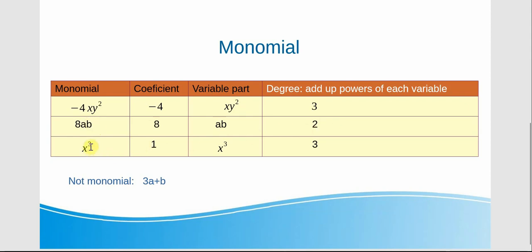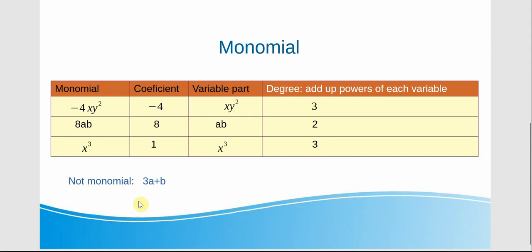If you look at this monomial, we have x cubed. Normally this is equal to 1x cubed, but the 1 is normally not written by mathematicians, but we know it's 1, so the coefficient is 1. The variable part is x cubed, and the degree of x cubed is 3.